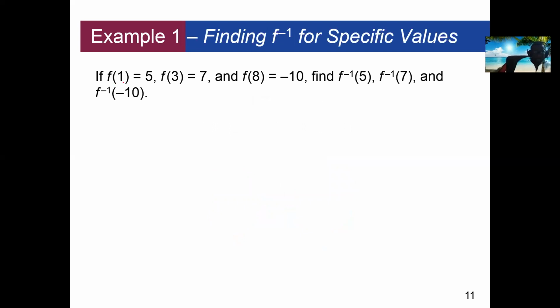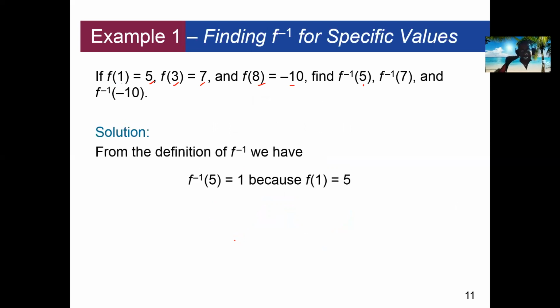Okay, f of 1, the input is 1, the output is 5. For 3, it is 7. For 8 it is negative 10. Okay, we want to find the inverse at the outputs: 5, 7, and negative 10. What are those values? Well, by the definition, the inverse function at 5 yields the input, which in this case is 1. So that is equal to 1.